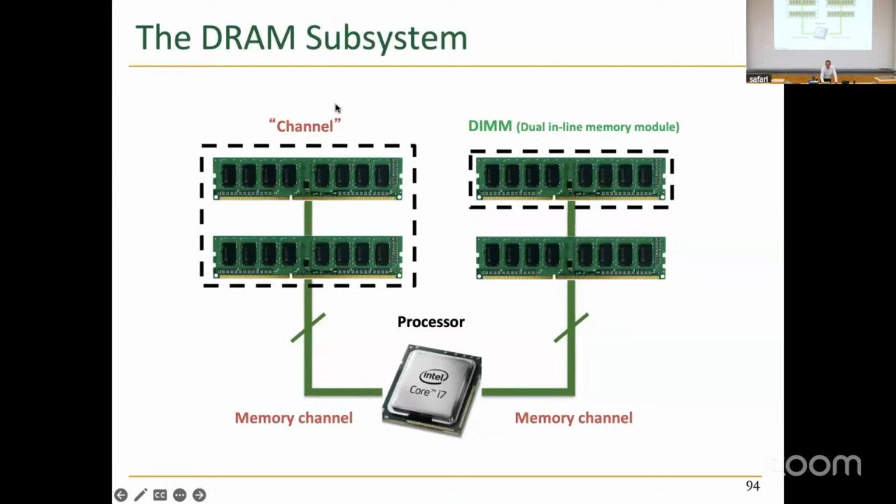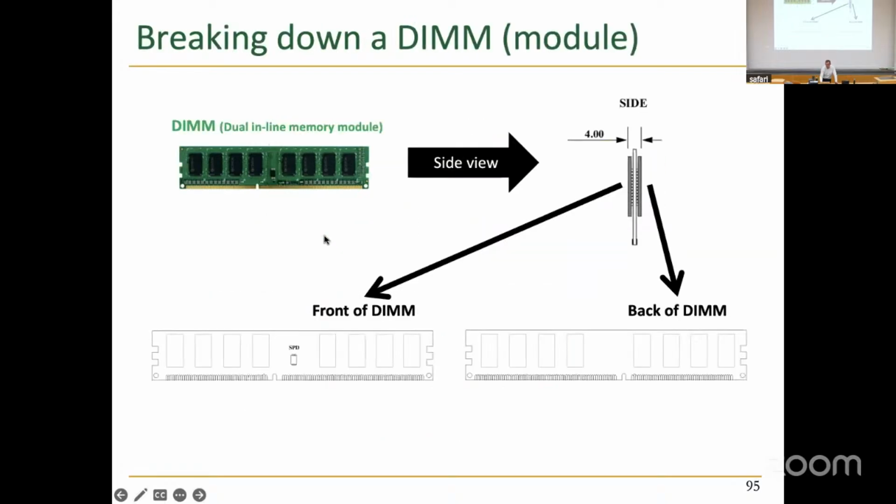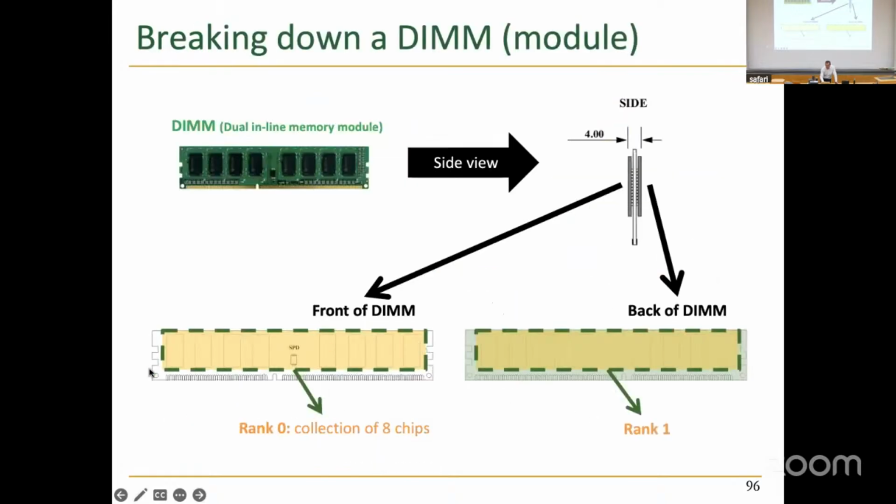So each channel consists of multiple memory modules. Let's take a look at what those memory modules are, essentially. Each memory module looks kind of like this. It has many chips over here. This is actually a real thing. You can look at it. And there's a front and back. This is called a rank. Front is called one rank. The other side is called another rank.